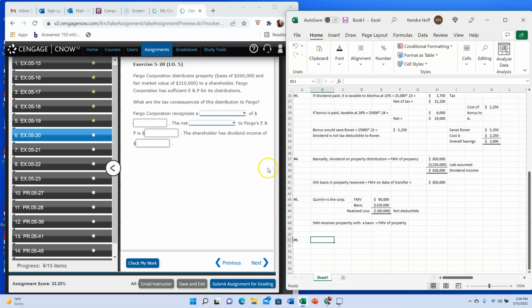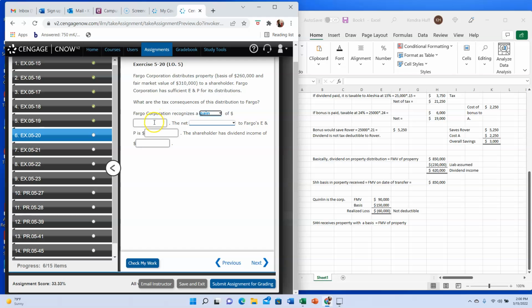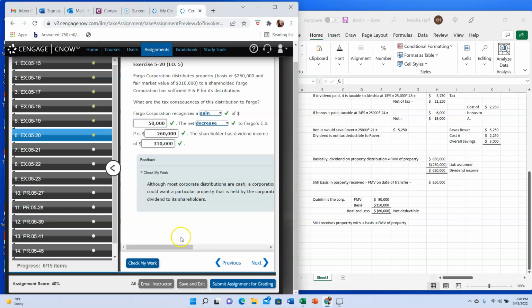Fargo Corporation recognizes a gain, I'm thinking, right? 310 minus 260, a gain of $50,000. The net increase, decrease. Oh, because you're giving away property of 260. So you're taking 260. The dividend that comes out is 260, which is their basis. And the shareholder has dividend income of 310, which is the fair market value. Let's see if I'm right. Yes, okay.